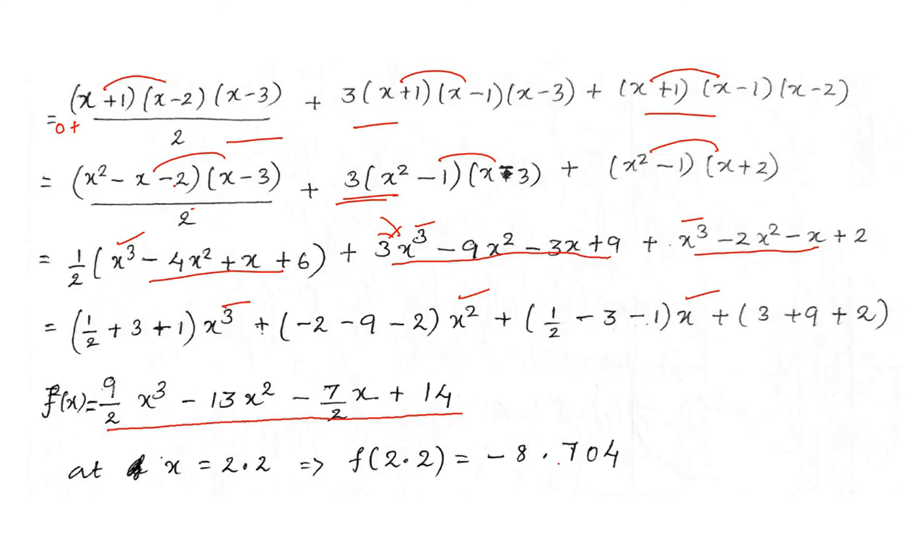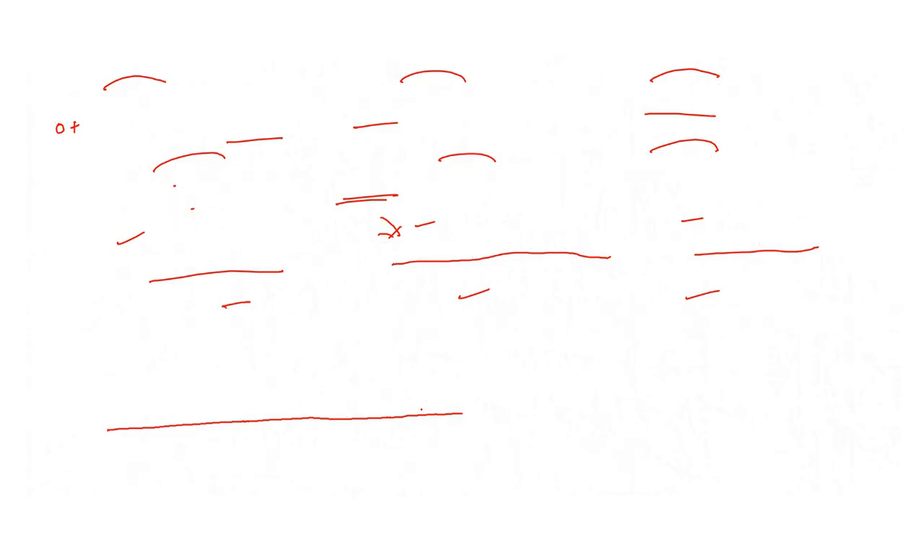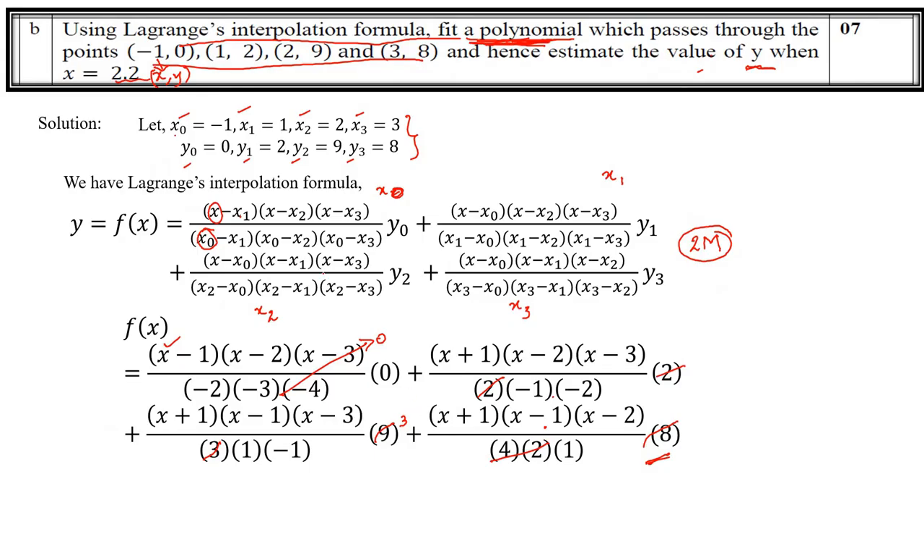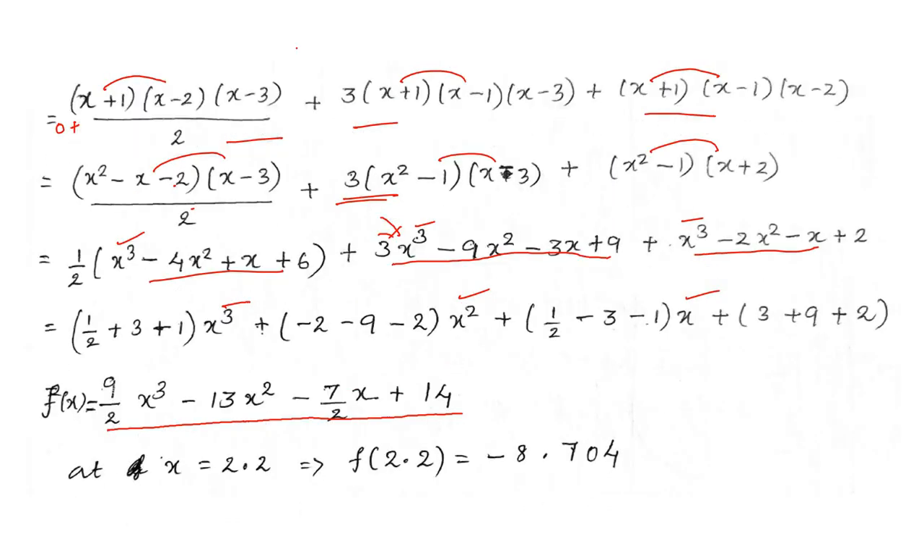Minus 8.704. If you have any doubt, you can verify by substituting. First substitute x equal to minus 1. You get back the y value as 0 or not, you can see. By substituting 1, will you get 2 or not, you can see. By substituting 2, will you get 9 or not, you can see, throughout this form.